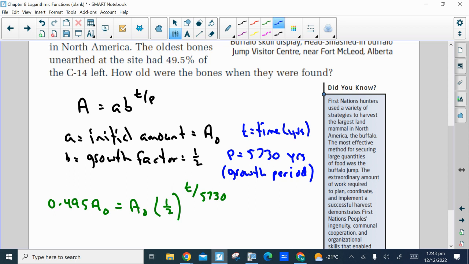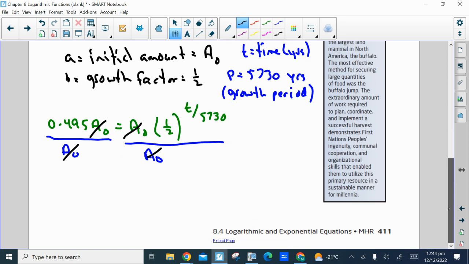We can divide both sides by the A sub 0 to eliminate them. And so we are now left with 0.495 equals 1/2 to the power t over 5,730. So we need to solve this exponential equation. When we first looked at solving exponential equations back in chapter 7, we made the bases the same, and then the exponents were equal. Can't do that here though.